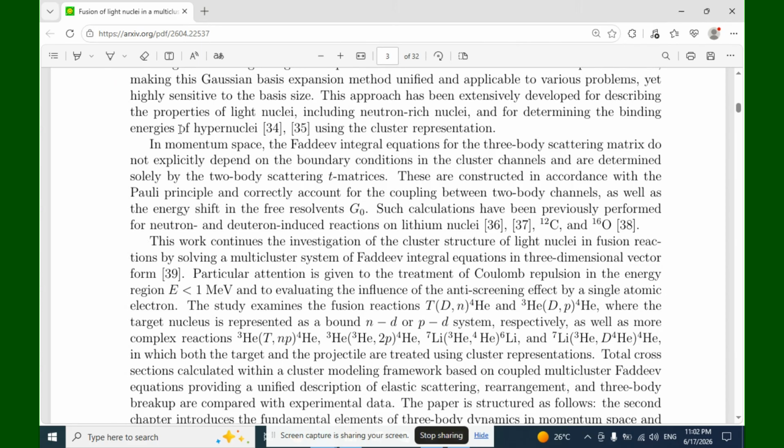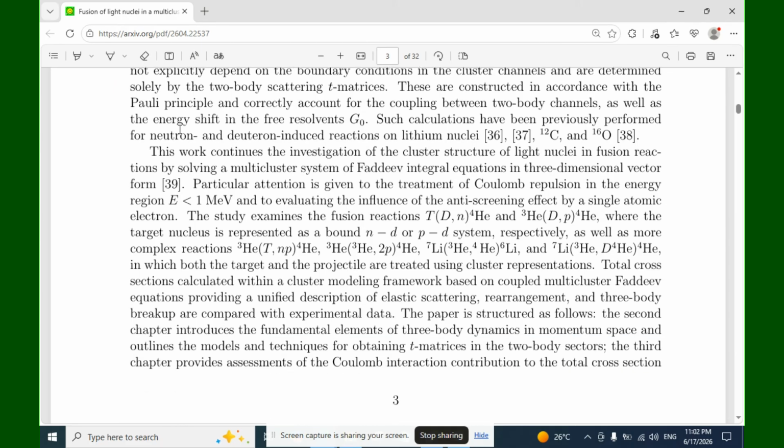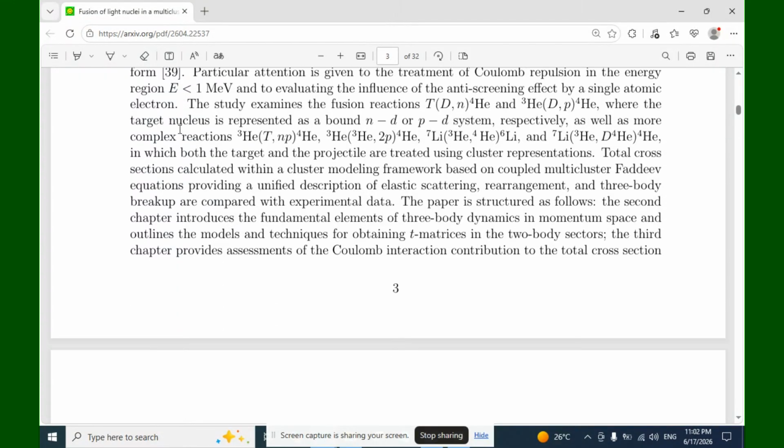This work continues the investigation of the cluster structure of light nuclei in fusion reactions by solving a multi-cluster system of Faddeev integral equations in three-dimensional vector form. Particular attention is given to the treatment of Coulomb repulsion in the energy region below 1 megaelectron-volt, and to evaluating the influence of the screening effect by a single atomic target nucleus, represented as a bound N-d or p-d system respectively, as well as more complex reactions, for example helium-3 and t and np for the 4He, and helium-3 with helium-3 and 2p for 4He and so on, in which both the target and the projectile are treated using cluster representations.